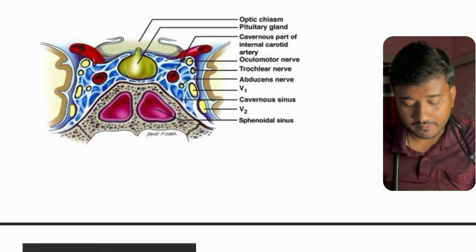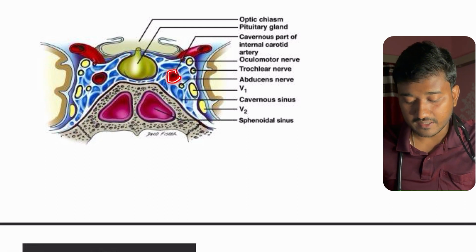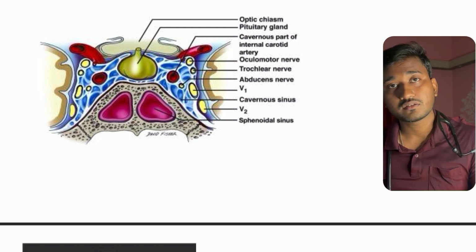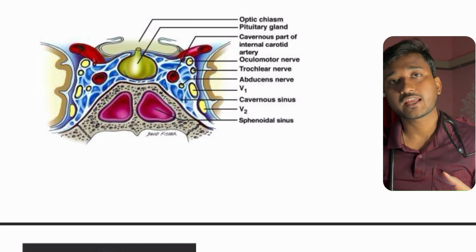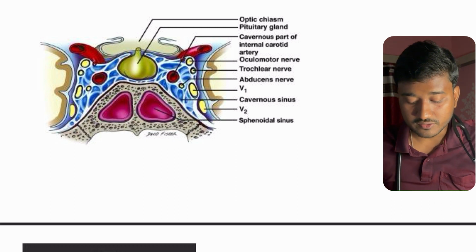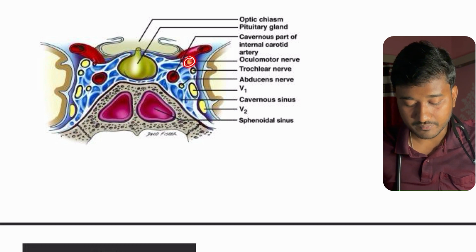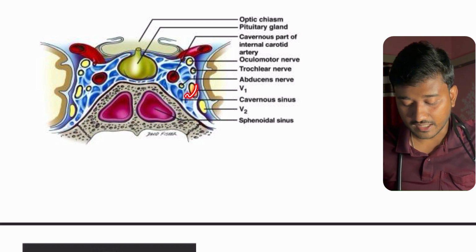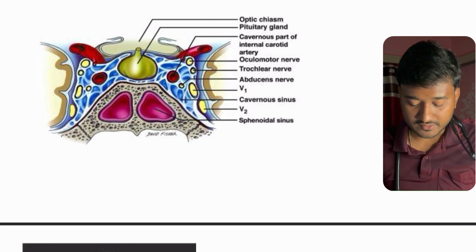Remember one thing, inside the cavernous sinus we have the internal carotid artery, and the internal carotid artery has the sympathetic plexus outside it, and also in the lateral wall of the cavernous sinus you can see there is the oculomotor nerve, or third cranial nerve, then the fourth cranial nerve trochlear, and the sixth cranial nerve abducent is present inside, and this is your fifth cranial nerve, the V1 branch and V2.